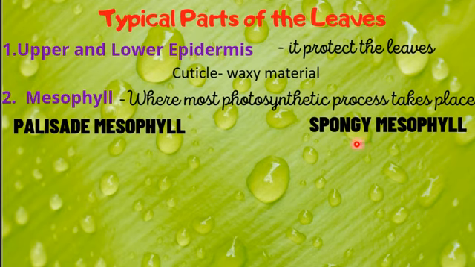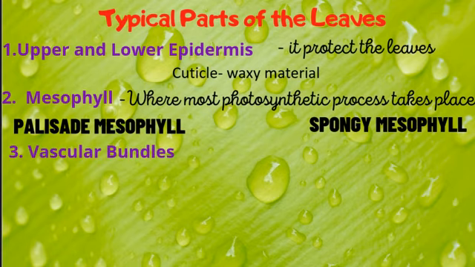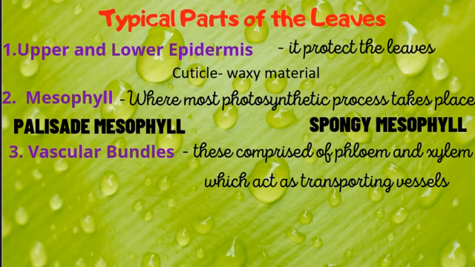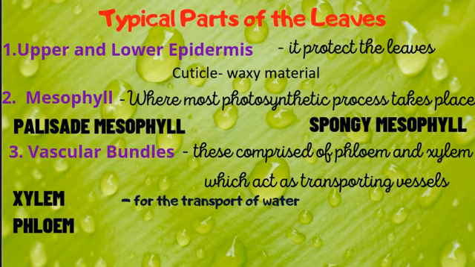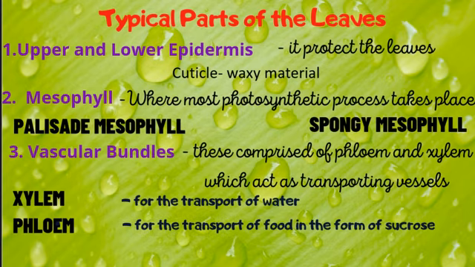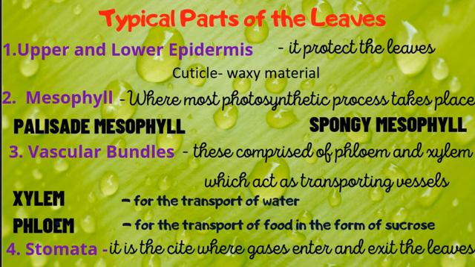This region is made up of loosely arranged and irregularly shaped cells, wherein larger intercellular spaces are provided with fewer chloroplasts. Number three is the vascular bundles, which make up the veins of the leaves. These are composed of phloem and xylem and act as transporting vessels. Xylem, rather, is for the transport of water, while phloem is for the transport of food in the form of sucrose. Stomata is the site where gases such as oxygen and carbon dioxide enter and exit the leaves.